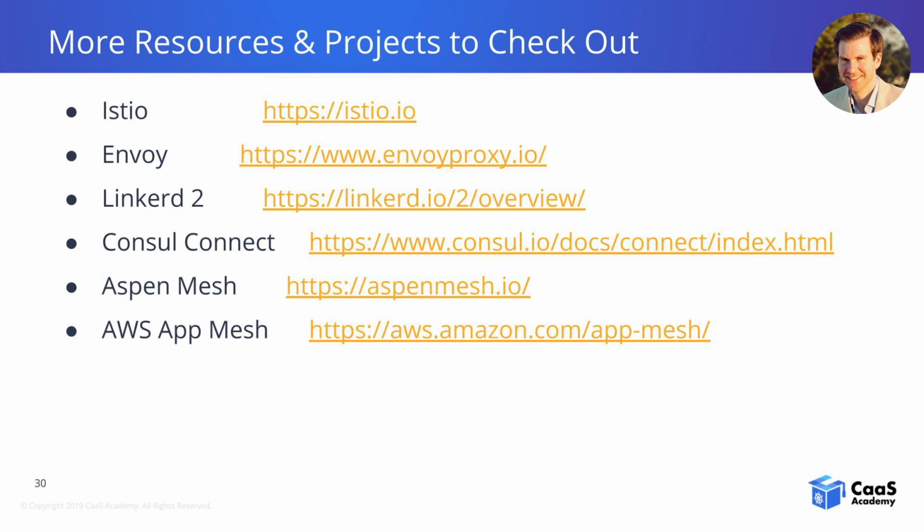Consul Connect is a service mesh that is based on HashiCorp Consul, and it's focused primarily on service discovery and security use cases. Aspen Mesh is a full-featured service mesh made proprietary rather than an open source project like Istio. AWS App Mesh is a service mesh that's specifically designed to run in Amazon's clusters and also uses Envoy as the proxy.